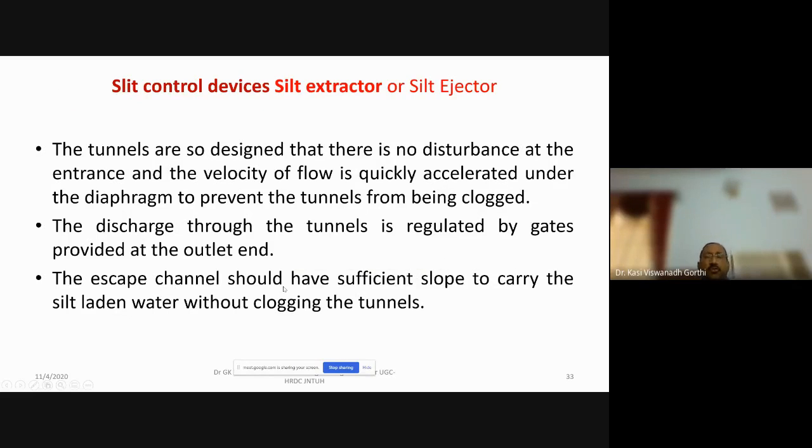So the tunnels are so designed that there is no disturbance at the entrance, and the velocity of flow is quickly accelerated under the diaphragm to prevent the tunnels from being clogged. The discharge through the tunnel is regulated by the gates provided at the outlet end. The escape channel should have sufficient slope to carry the silt laden water without clogging the tunnels.